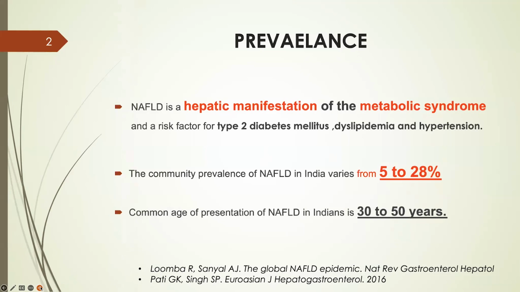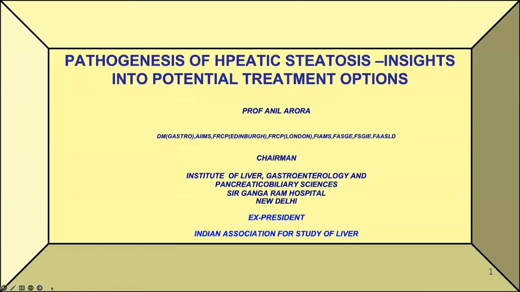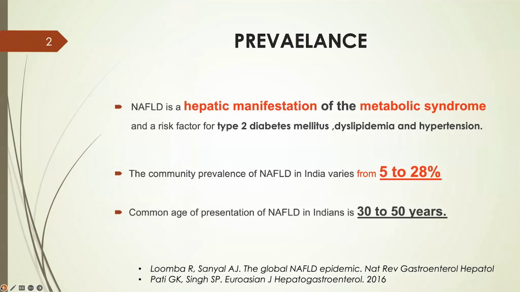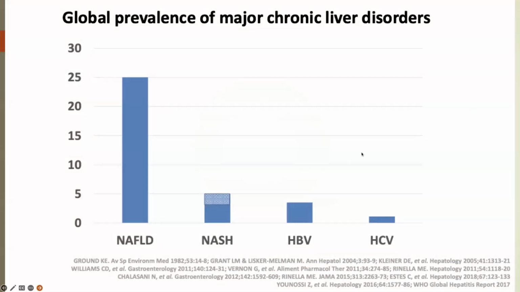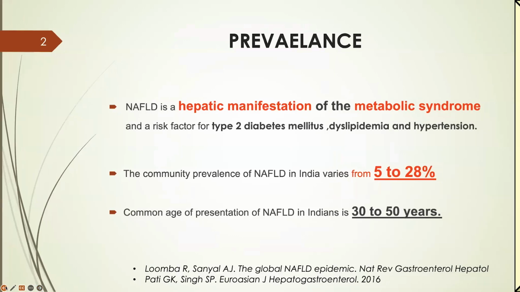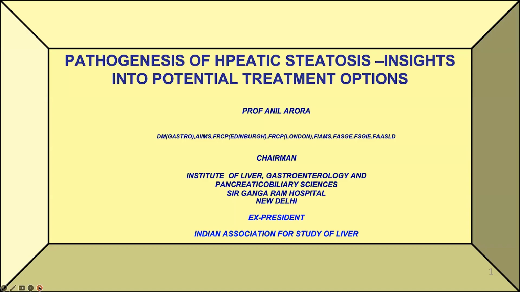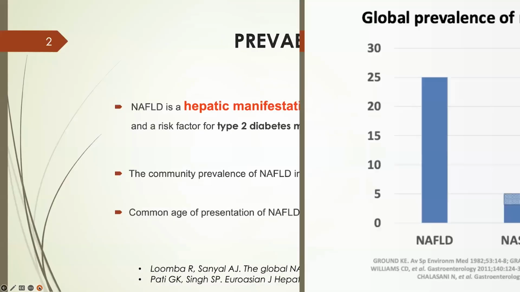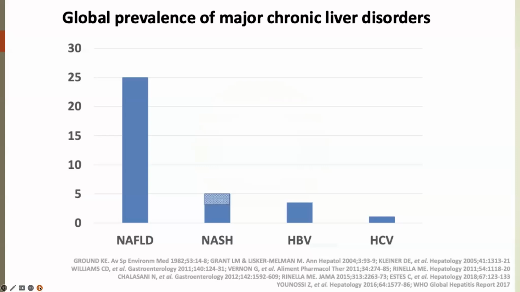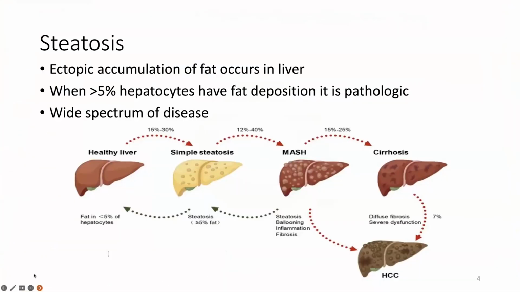Community prevalence in India, as per the data published repeatedly by Dr. Ajay Duseja, Dr. S.P. Singh and others, shows a baseline prevalence of about 5 to 28%. It affects almost all ages with increasing prevalence, not only in childhood, but also recently in women. The reason Dr. Sanjay has chosen this topic is that the prevalence is far more than the common diseases we see day to day, such as hepatitis B and hepatitis C, and that is precisely why we are talking about the pathogenesis of fatty liver disease.